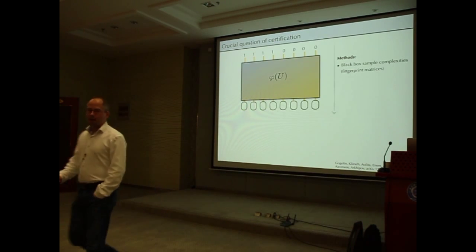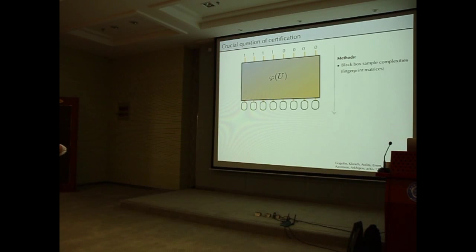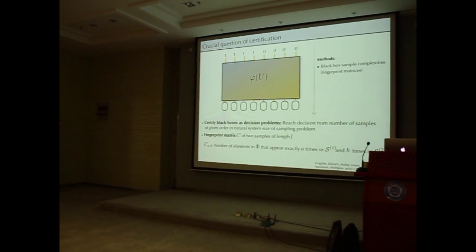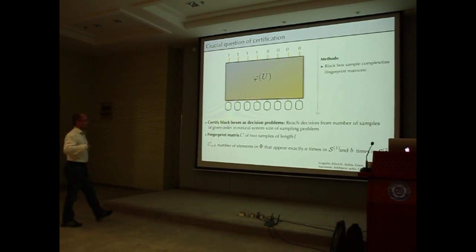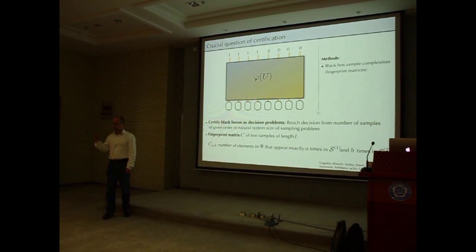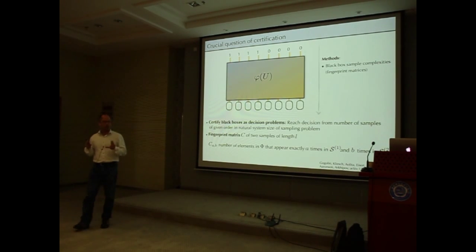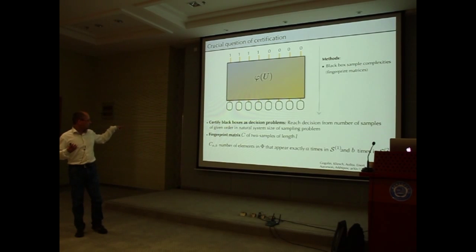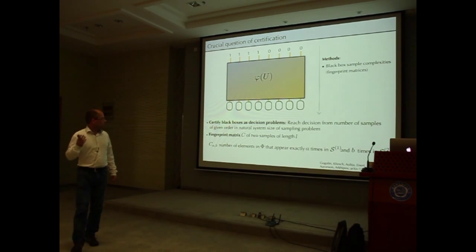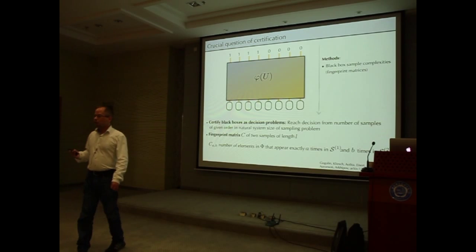Okay, to cut a long story short, this is the black box setting, certification of black box sampling as decision problems. I would like to reach a decision on the distribution just from the classical distribution as such, from a number of samples of a given order in the natural system size of the sampling problem.